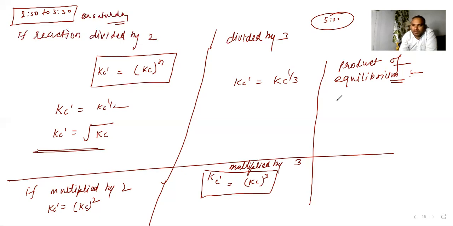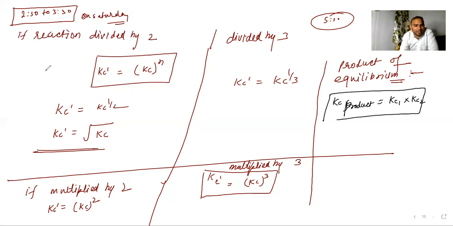Here is the product of equilibrium. Suppose two equilibrium reactions are there. So for two equilibria, you can write Kc product. So what will be the Kc product? It is Kc1 multiplied by Kc2. On the basis of these, we need to solve the problem. So how can we solve the problem? Can we give the problem, or do you want to do it the next day?